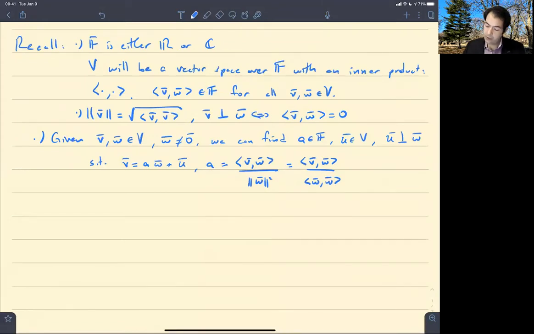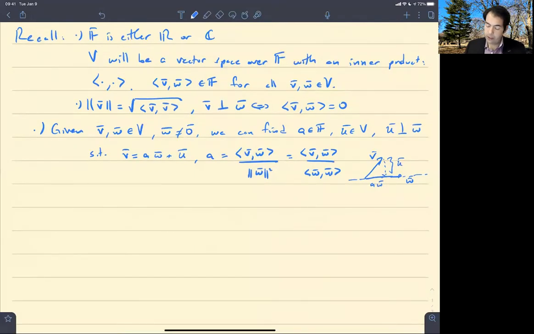Right, and the picture is that you have v, you have w, and then you have the line spanned by w, and this is a times w, this is u. And so you see that this a times w is the projection of the vector v onto the line spanned by w. So we have a nice explicit expression for the coefficient that you multiply w by to get the projection of v onto w. Okay, great. So now that we are all on the same page, let's go ahead and prove this inequality.